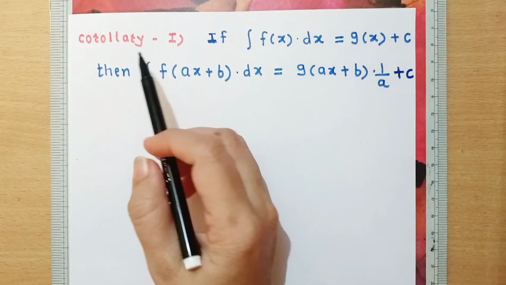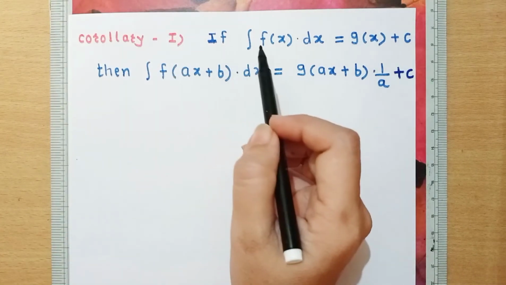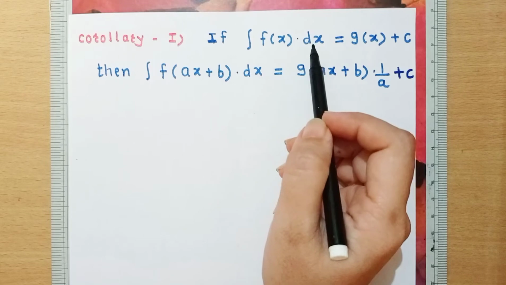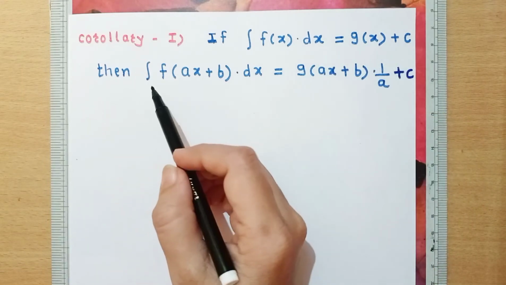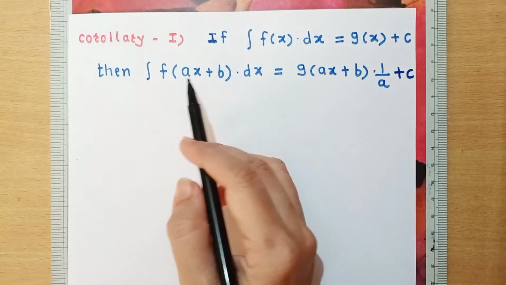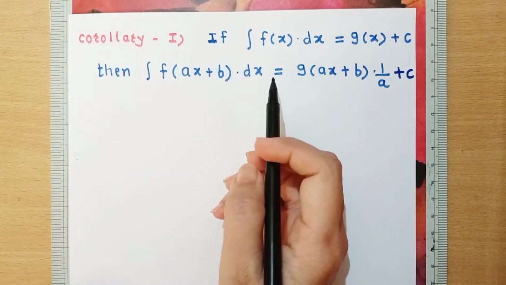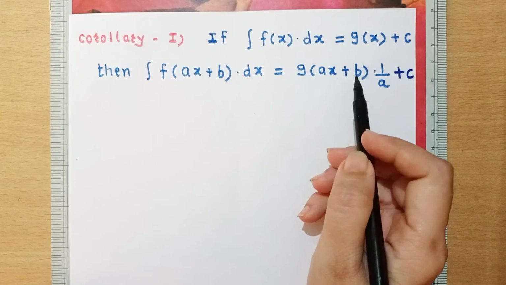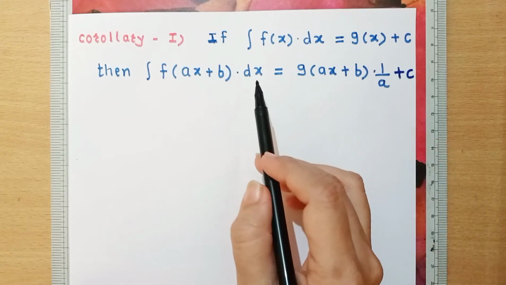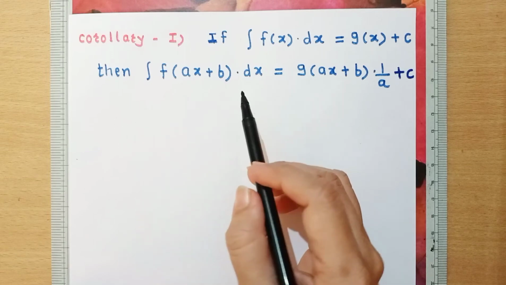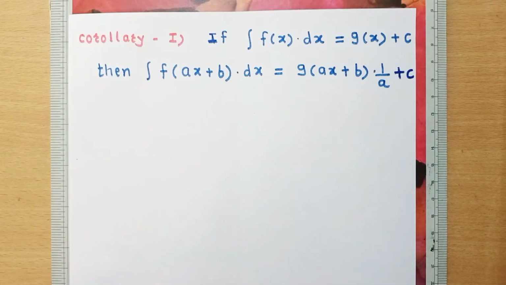Let's check now the first corollary. If integration of f x dx equal to g of x plus c, then integration of f of ax plus b dx equal to g of ax plus b into 1 upon a plus c. We have seen this result in the previous video. Let's check now what is the proof of this.